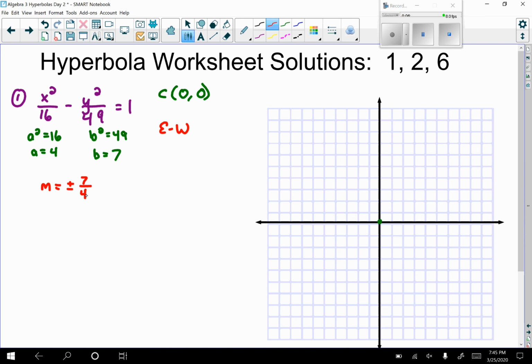Or if you go back to your notes, in this case, if it's an east-west, it's plus or minus b over a. So I'm going to count up 7 and then over 4 to the right, up 7 over 4 to the left, down 7 over 4 to the right, and then down 7 over 4 to the left. And we're going to go ahead and draw our rectangle. Remember, the rectangle and the diagonals are our guidelines to help us draw the hyperbola here.